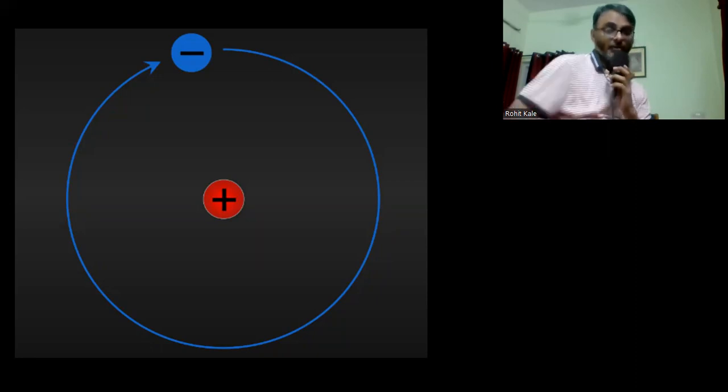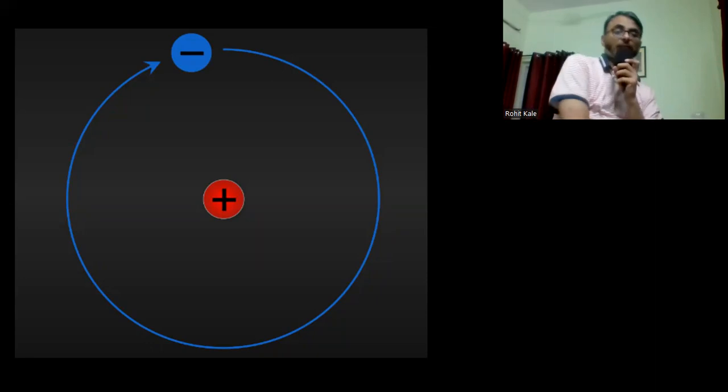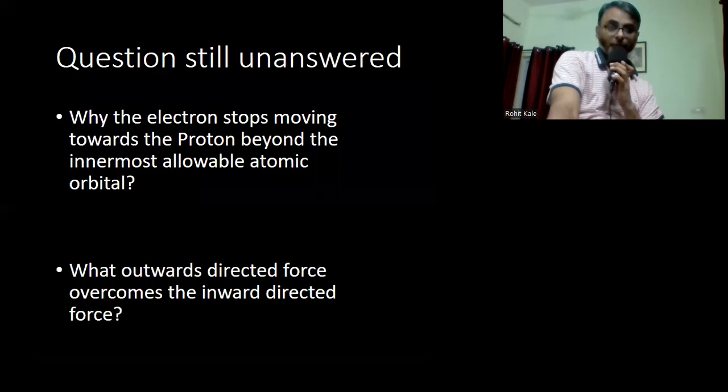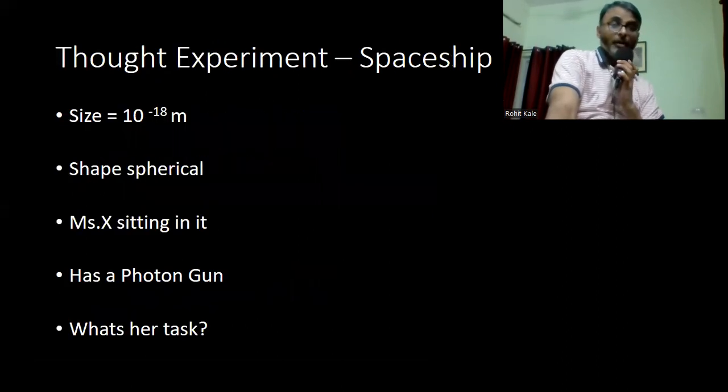But that's what they say, that the reason why the electron doesn't go further down is because this electron wave comes back. Now why does it stop further progression of the electron down? Nobody knows. Why this electron stops moving, we don't know. What is the outward directed force which overcomes the inward directed force of attraction between the proton and the electron? We don't know. So we saw the spaceship thought experiment, and we'll go through it again very quickly.